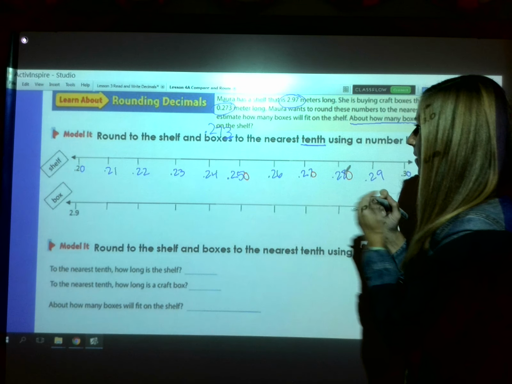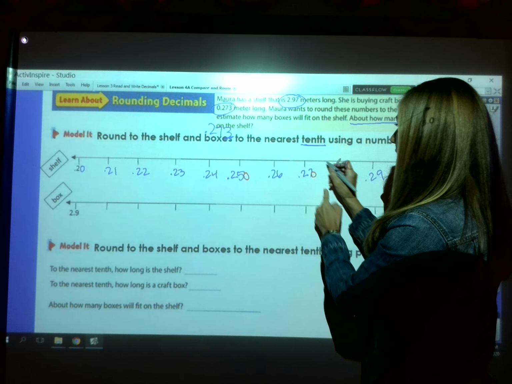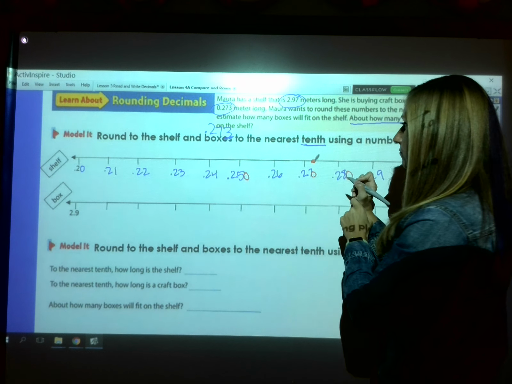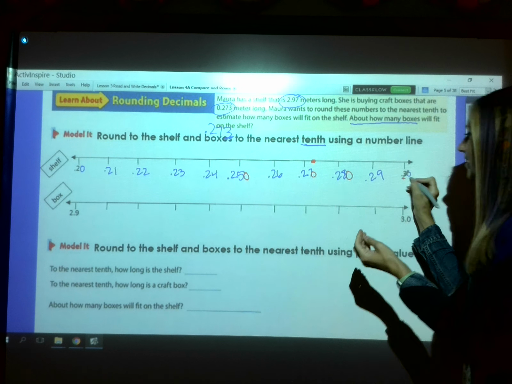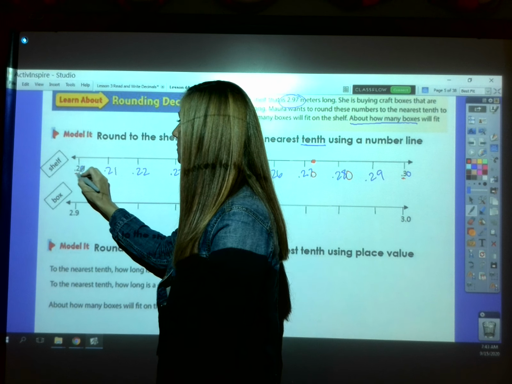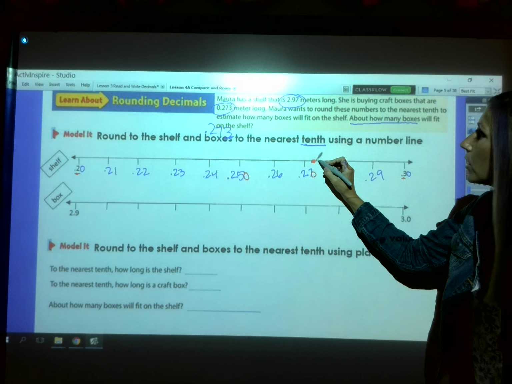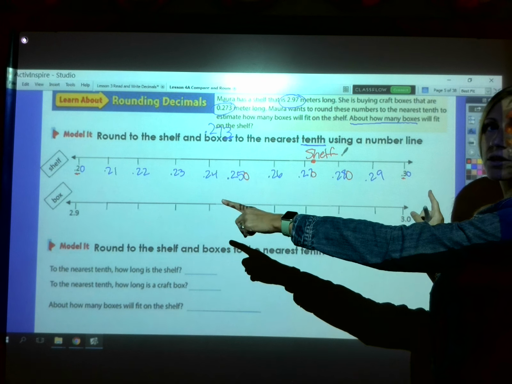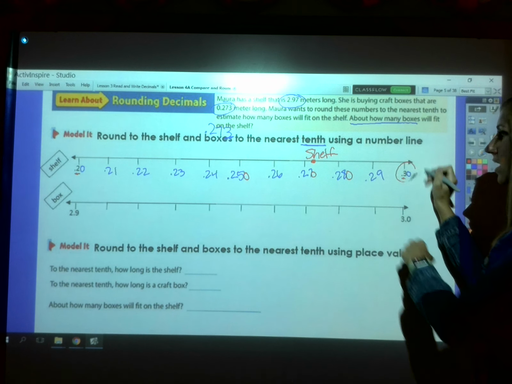So I can think about this as being, well, if about halfway is 75, well, then it's about right here, right? So if we're rounding it to the nearest 10, is it closer to the 2 tenths or is it closer to the 3 tenths? If our shelf is right here, which tenth is it closer to? Yeah, it's definitely closer to the 3 tenths.